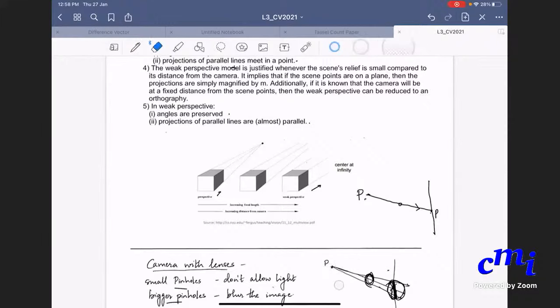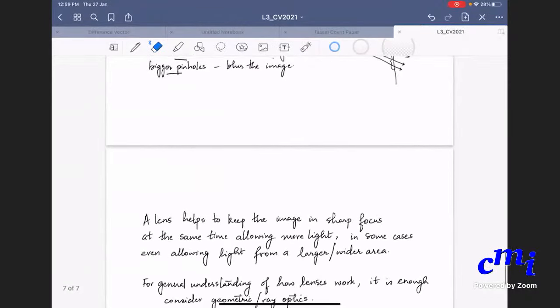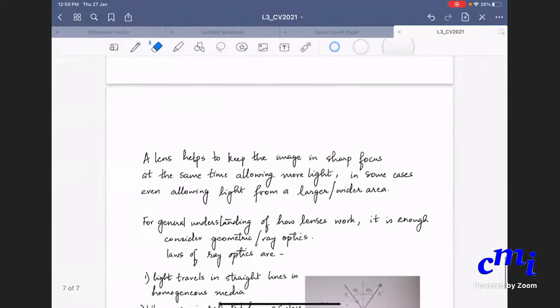Basically, you're allowing more light from every point, as opposed to what the ideal situation is. So having bigger pinholes does not solve the problem, and lenses do solve the problem. Lenses collect more light and also they focus the light at a point. So both these problems are solved, and that's why we have cameras with lenses. So I think that is what I have written here.